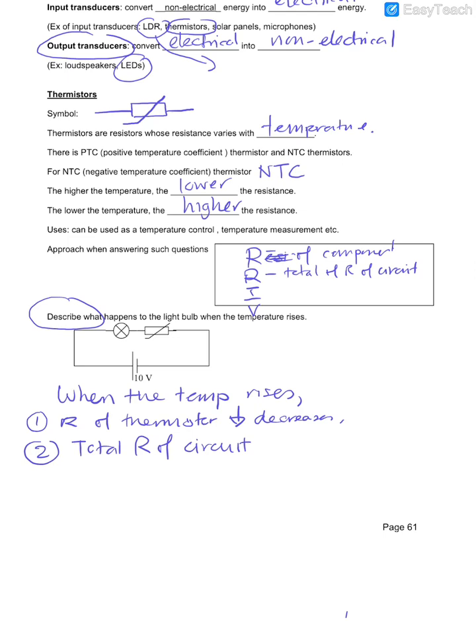It's a series circuit. So here, the resistance is lower, so the total resistance will be lower. It will decrease as well. Yes, it decreases. So you think very logically.